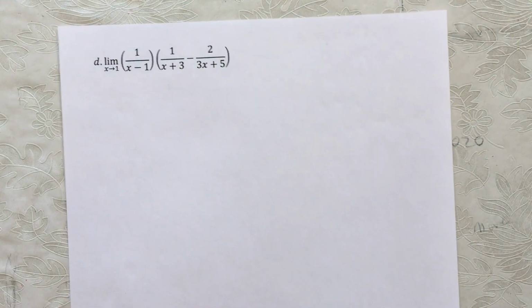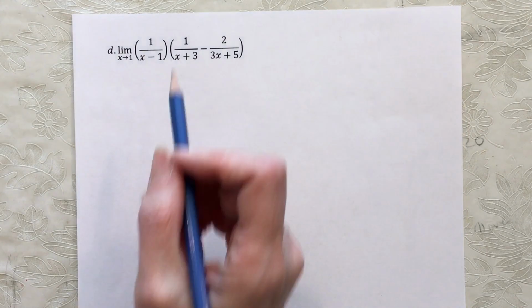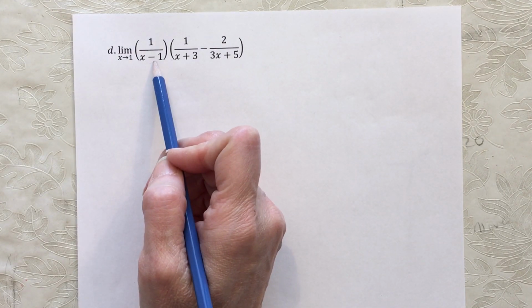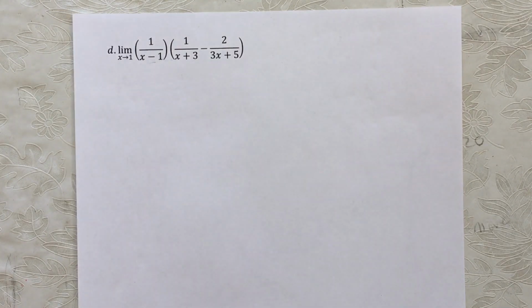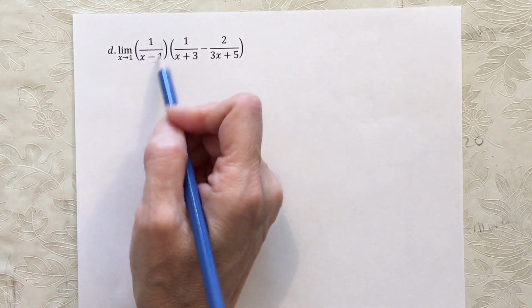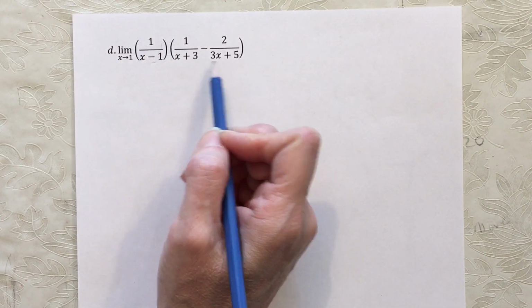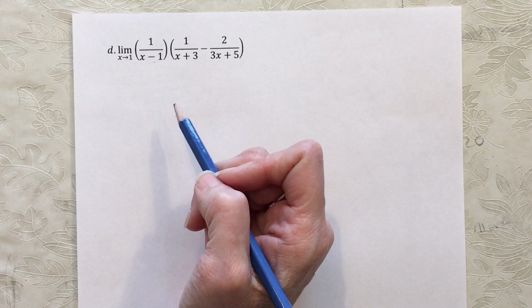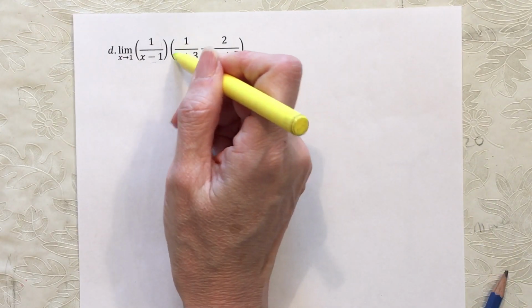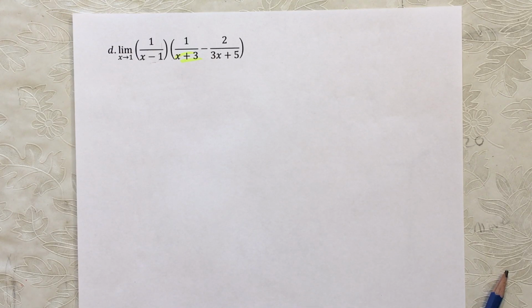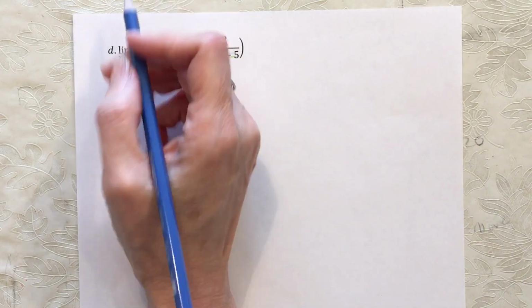Last one. The limit as x approaches 1. We see if we put 1 even into the first part here, we'd get 0 of this. All right, so sometimes when you're given a limit and you're not sure what to do, you're just going to do what you can do. There's not really anything I can do in the first bracket, but in the second bracket, I could subtract those fractions. And in order to subtract those fractions, I would need a common denominator. So I'm going to look at the two denominators here, and the common denominator is going to be x plus 3 times 3x plus 5.